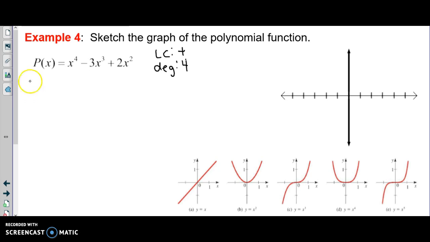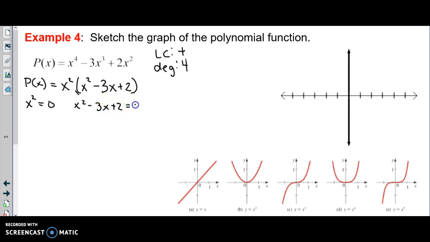So when I'm looking at this, first I want to check x to the 4th minus 3x cubed plus 2x squared. I can go ahead and factor out an x squared. So I'm going to pull out an x squared, and I'm left with x squared minus 3x plus 2. So at this moment, I can take each part and set it equal to 0. So I get x squared equals 0, and I get x squared minus 3x plus 2 equals 0.